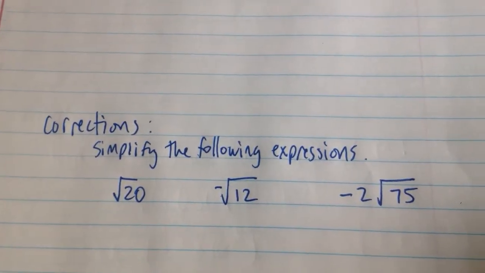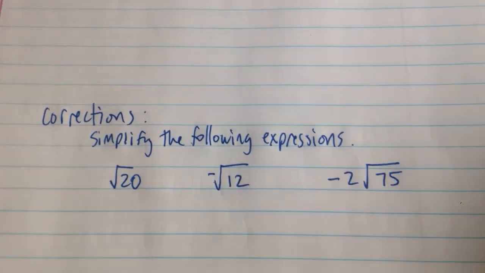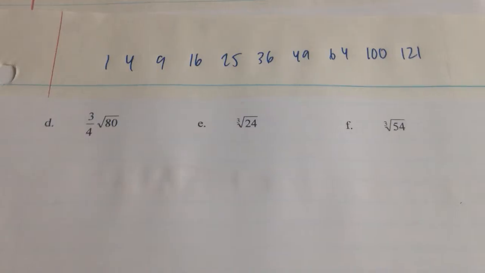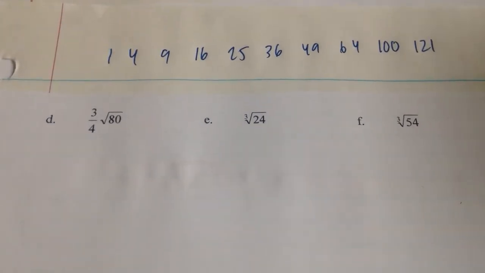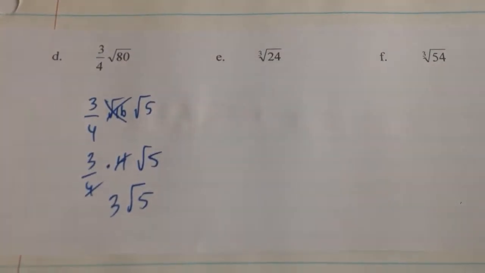For corrections, simplify the following expressions. Notice there are 3 different ones to do. For letter D, we have 3/4 square root of 80. 16 is the largest perfect square factor of 80, so I rewrite it as square root of 16, square root of 5. The square root of 16 is 4. Square root of 5 is irrational. 3/4 of 4 is 3. My answer is 3 square root of 5.